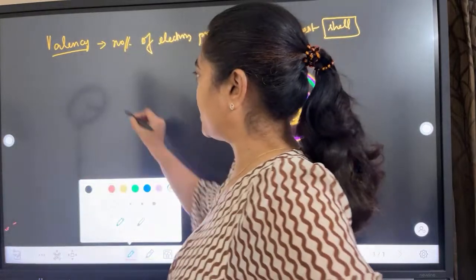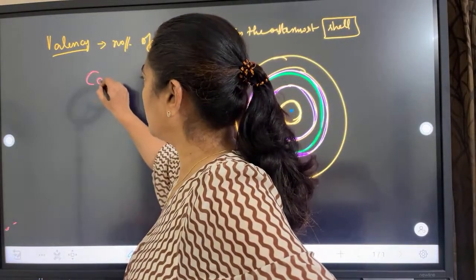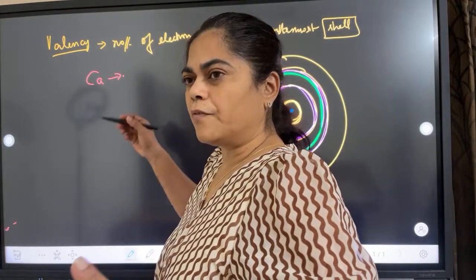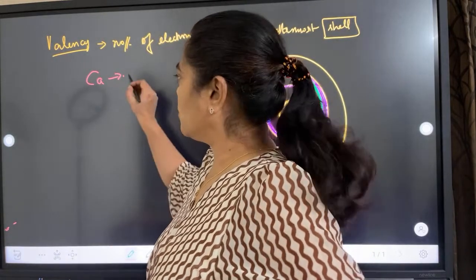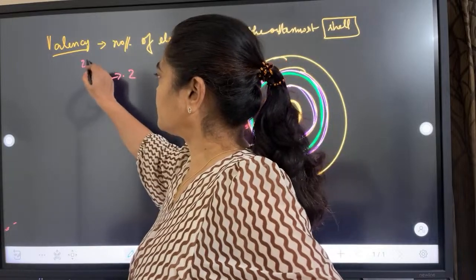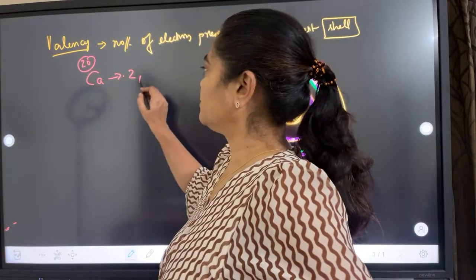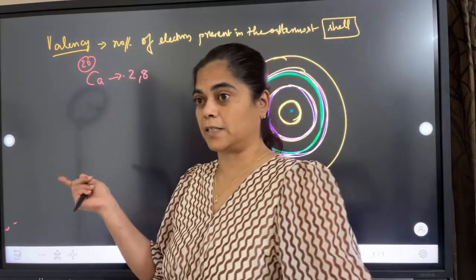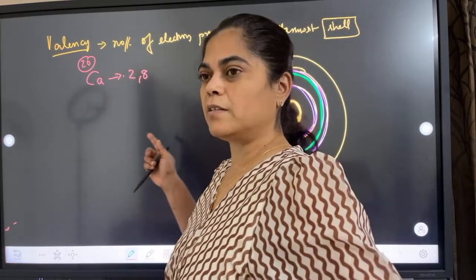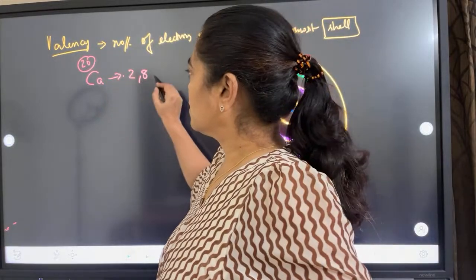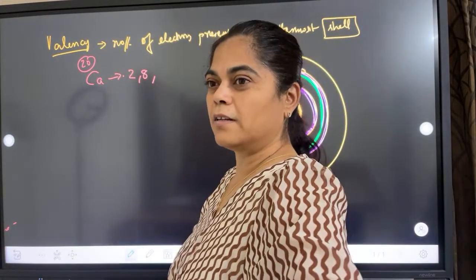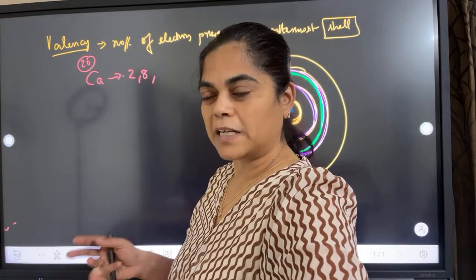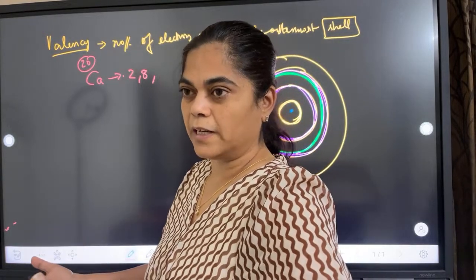What is an octet configuration? We write it for calcium, right? How many electrons can be accommodated in the first orbit? 2. In the second orbit? 8, 2s2, 2p6. Third orbit? 18 is the maximum possibility, the maximum availability of electrons.